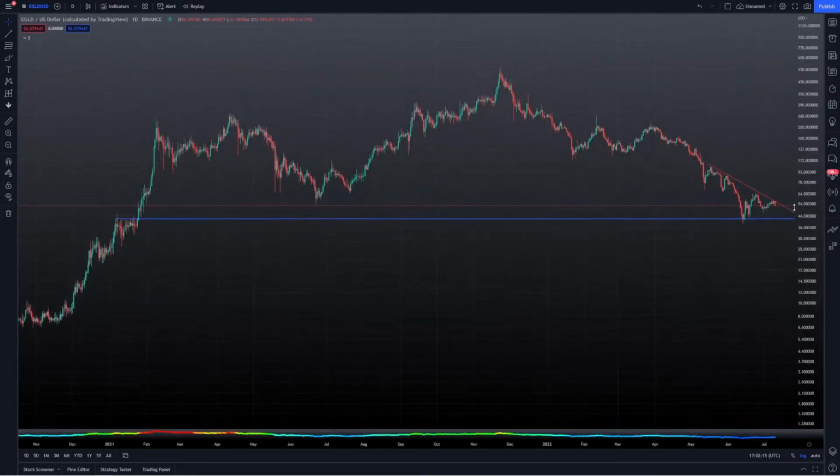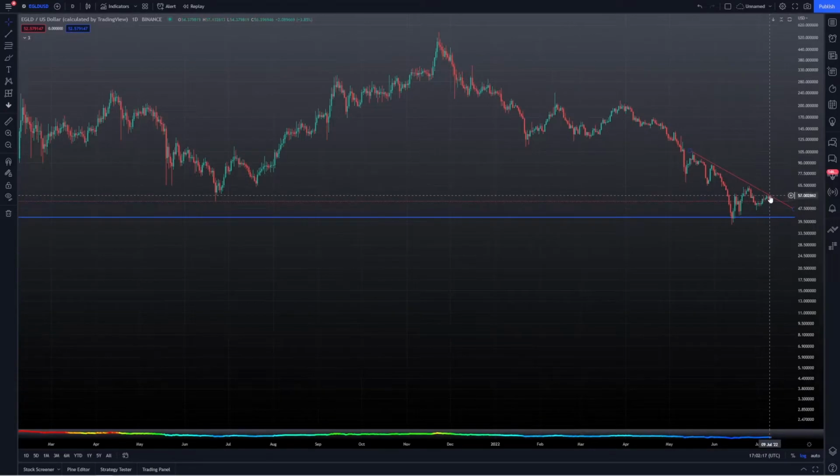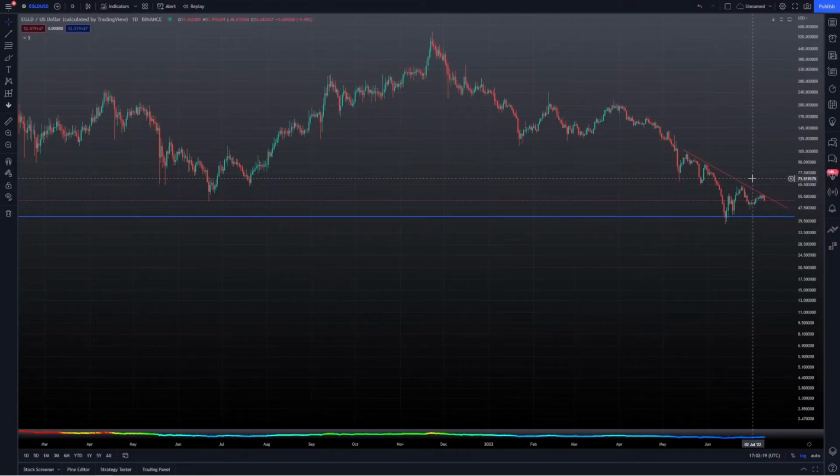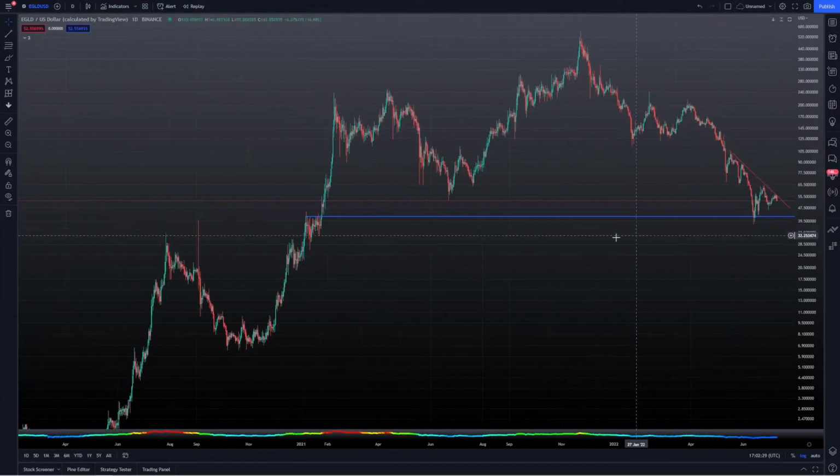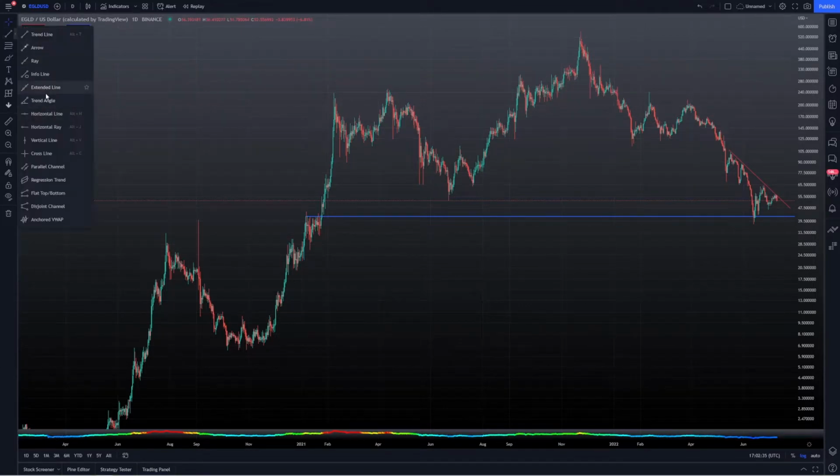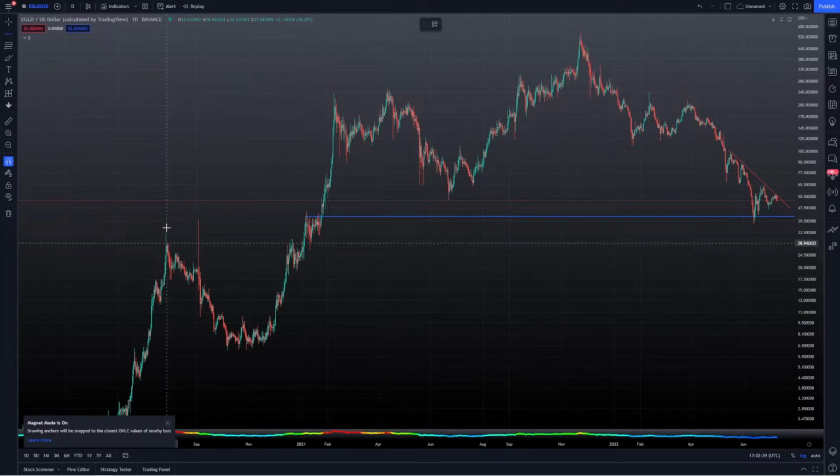So we do see the initial stages of a rejection here. Ideally for EGLD, we do want to start to break this short-term declining structure, get above this, and ultimately we need to see this $42 area hold as support. Because really, if we're starting to lose that, the next key level on the way down would ideally be this $28, $29 area that was formed as resistance in 2020.